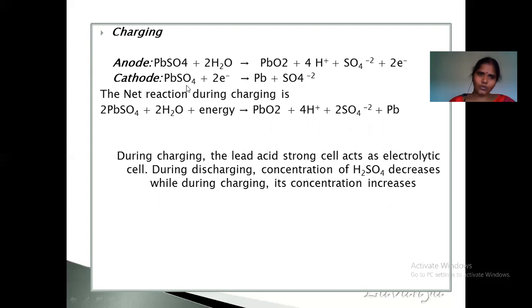from the external source, whatever we supply, are accepted. PbSO4 accepts the electrons and produces lead and sulfate anions. So the net reaction is this.